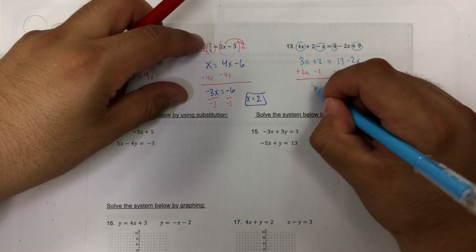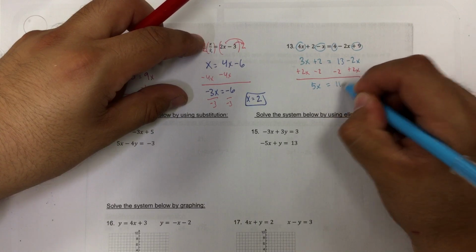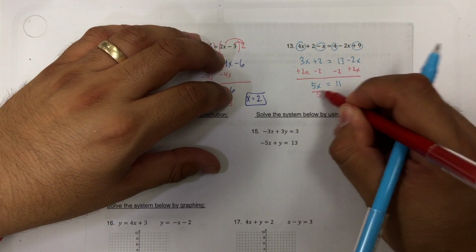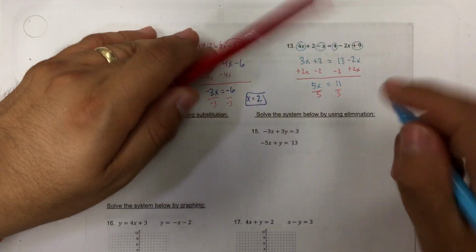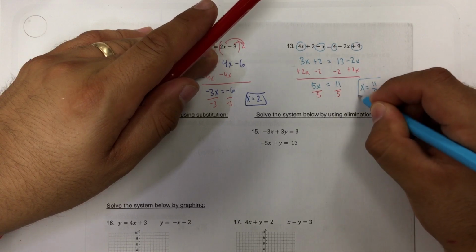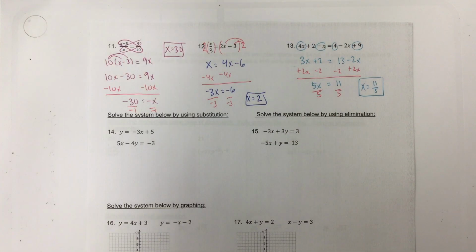3x plus 2x is 5x. 2 minus 2 cancels. 13 minus 2 is 11, and negative 2x plus 2x cancels. So now I have 5x equals 11, divide both sides by 5, and we get x is equal to 11 over 5, or you can reduce it into a decimal if you choose and get 2.2. I believe it's 2.2.